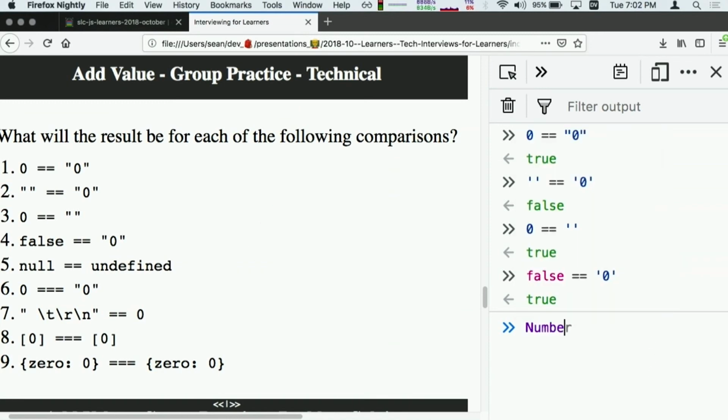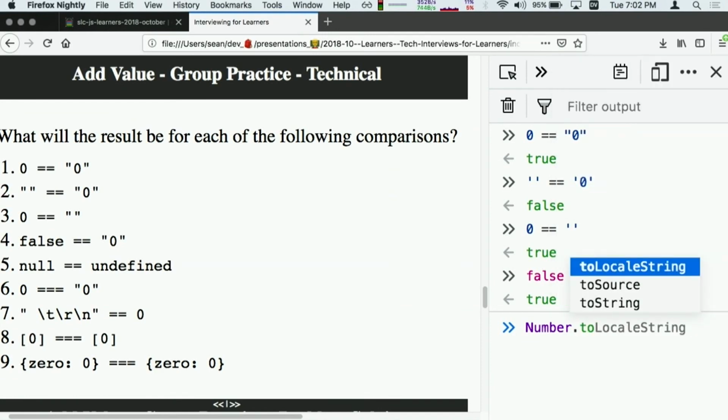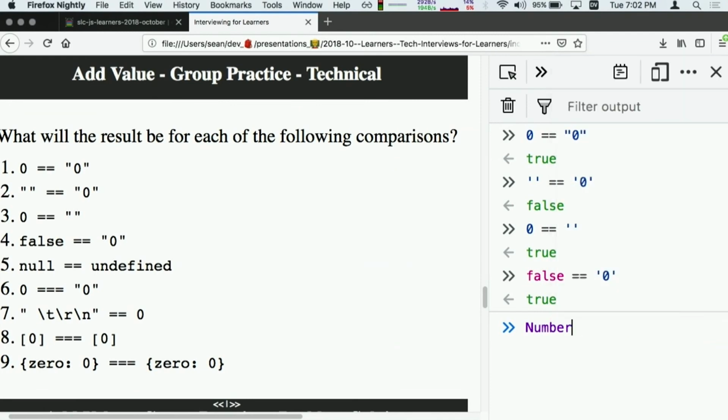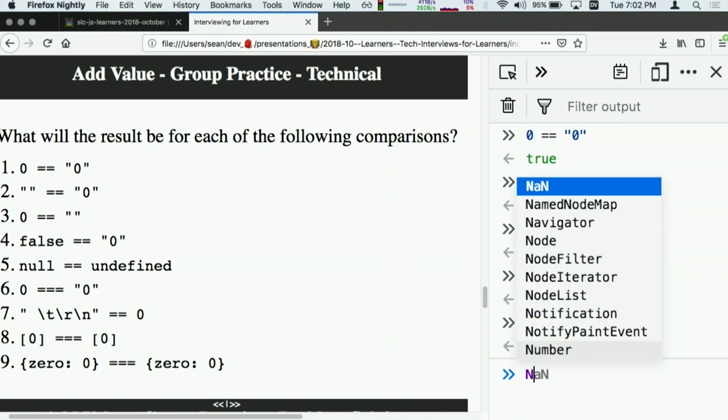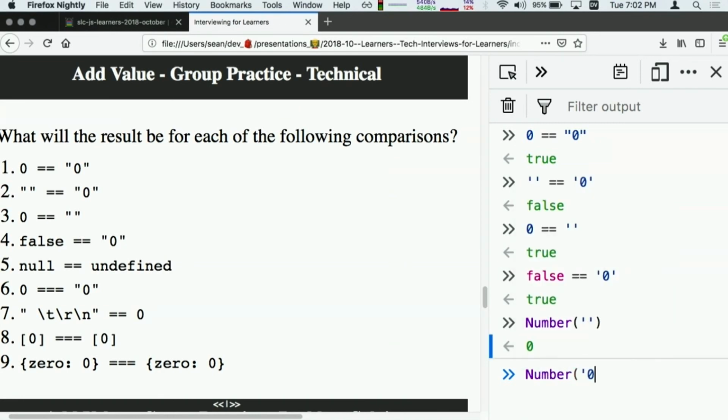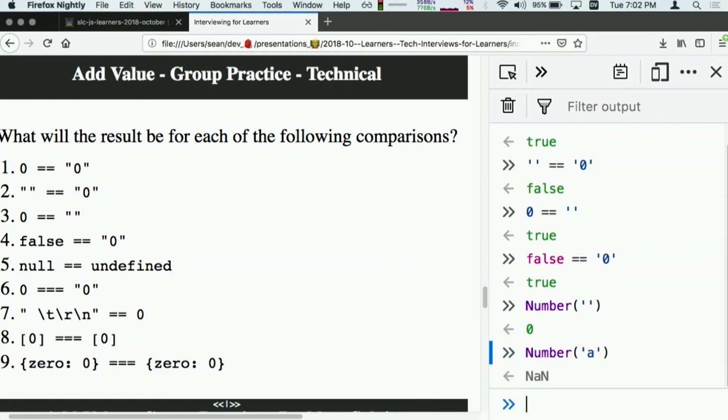So, if I do... Say that again? I think Number itself is a function. Like that? Yes. I think so. What if it's a zero in a string? Or just some string, like that? No, just like a letter string. Letters, yeah. I think that's good.